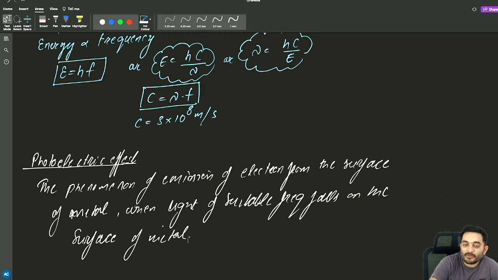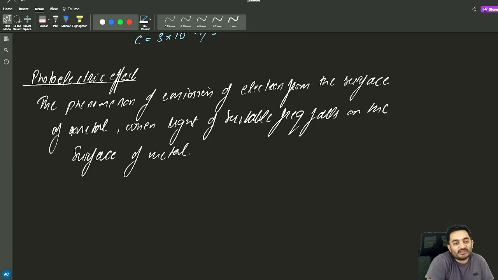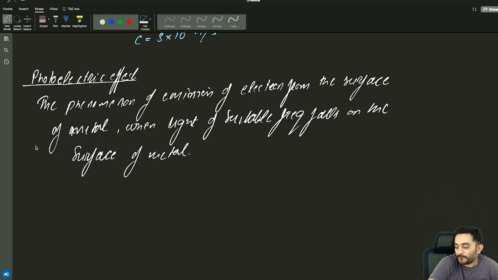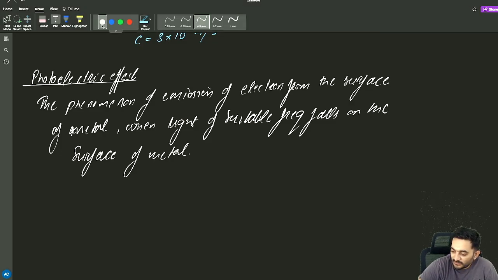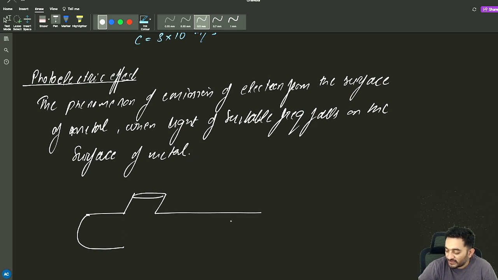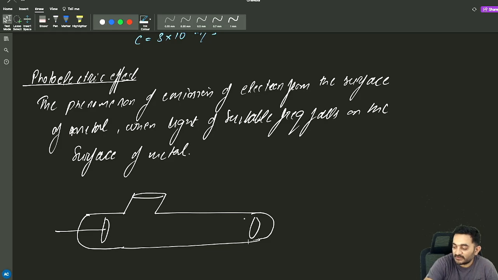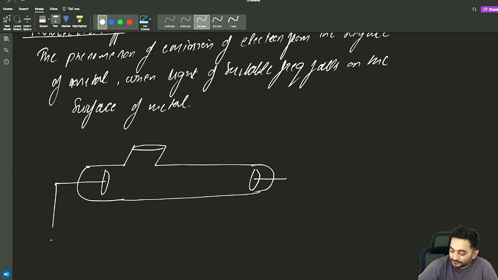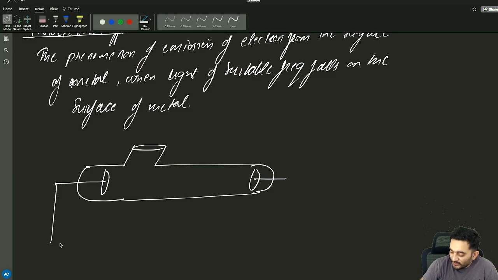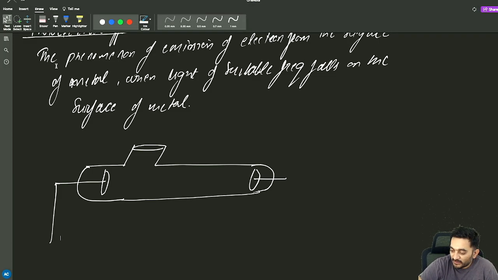Now try to understand what is going to happen, because this whole experiment I'm going to explain on the basis of the law of conservation of energy. But first, see what is happening. We have one particular tube with an opening from where the radiation can come in, and in this tube there are two metal plates present on either side, like this. Now the diagram will make sense, but let me complete it.